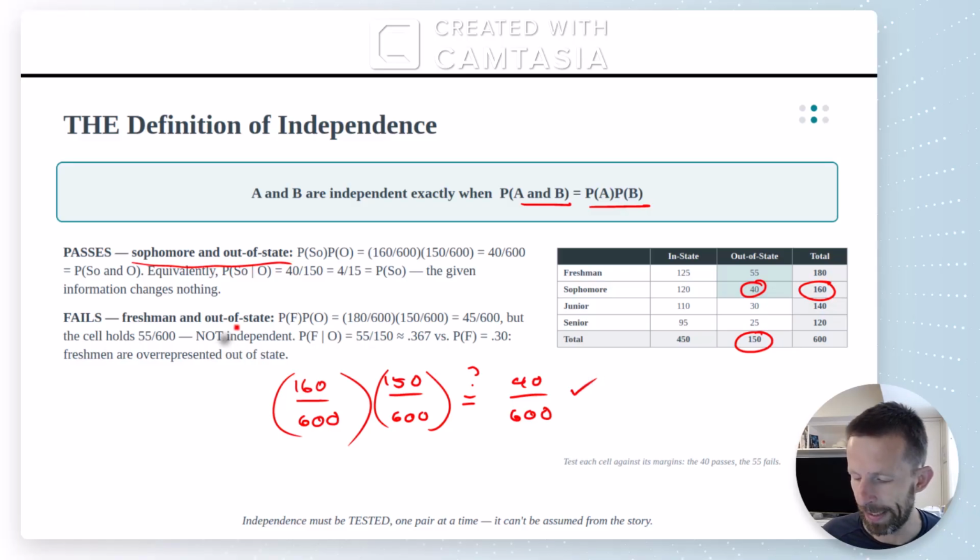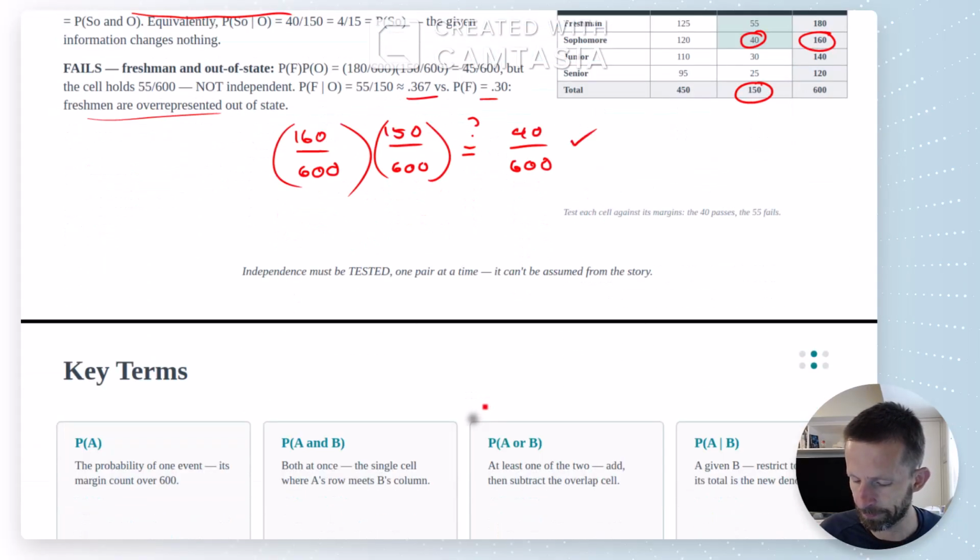Now, if we do the same thing with freshmen and out of state, we will find that the two things are not independent. So knowing that someone's a freshman affects the odds of them being out of state, whereas knowing that someone's a sophomore does not affect the odds of them being out of state.